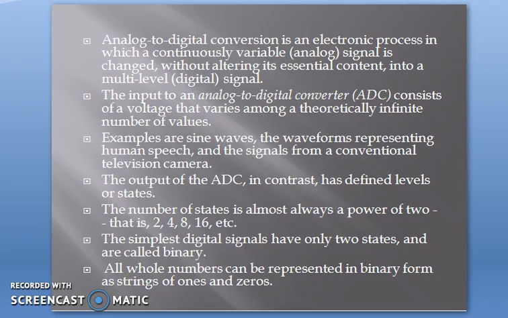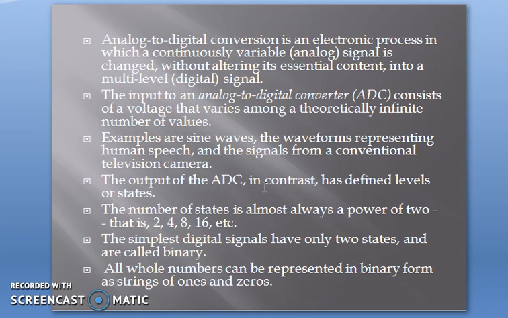And what is analog to digital conversion? It is an electronic process in which a continuously variable signal is changed, without altering its essential content, into a digital signal or a multi-level signal. The input given to the analog to digital converter consists of a high voltage that varies among a theoretically infinite number of values. Examples are sine waves, which are the waves representing human speech, and the signal from a conventional television camera. The output of the ADC, in contrast, has defined levels or states.